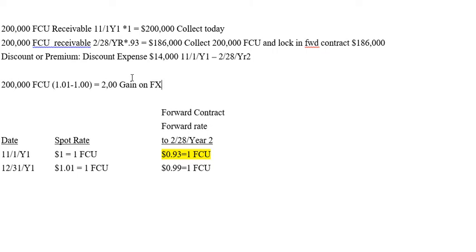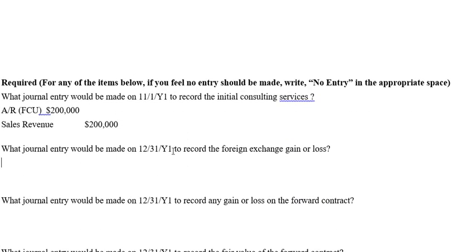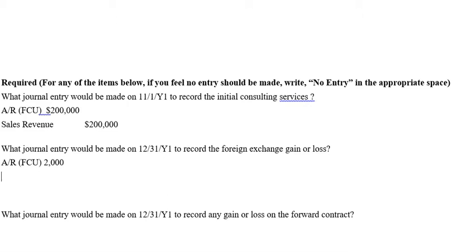I know a gain is a credit. My debit would be to AR. My AR is increasing. So what journal entry would be made on 12/31 year 1 to record the foreign exchange gain or loss? I had a gain, so my accounts receivable will go up, FCU, 2,000. Not sales revenue. This is a gain on foreign exchange, 2,000 credit.